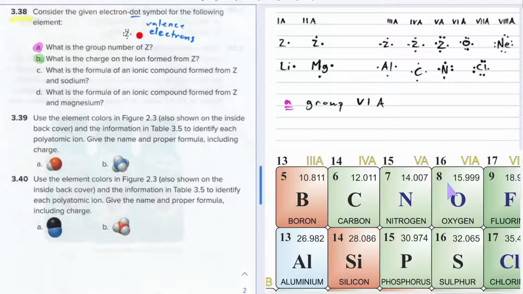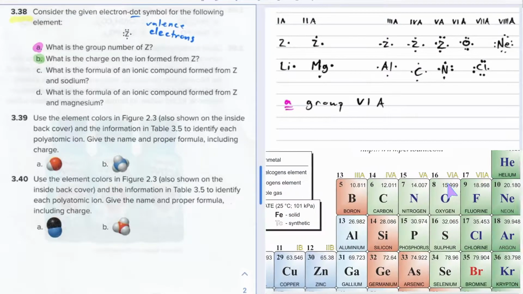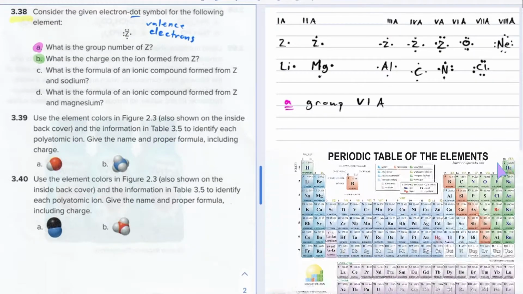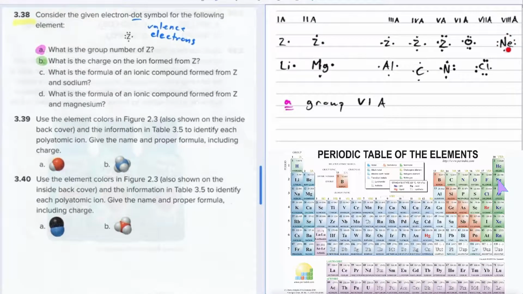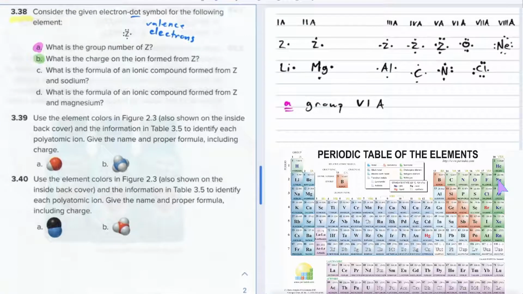Well, this already has 6 electrons, 6 valence electrons. And look how many the noble gas elements have that are in group 8A. So the noble gases have 8 dots. Okay, neon, for instance, has 8 dots, and this already has 6. So it's easy for this to gain 2 more electrons. So if it gains 2 electrons to look like this, 1, 2, 3, 4, 5, 6, 7, 8, then that means the charge would be -2.